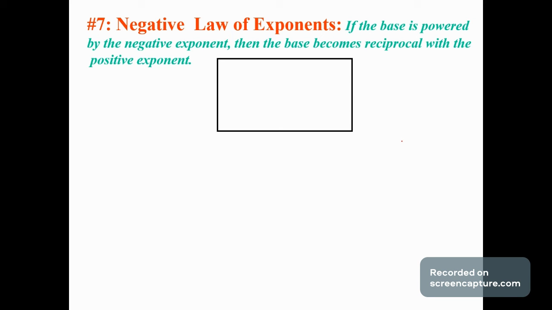Number 7, the negative law. If the base is powered by a negative exponent, then the base becomes reciprocal with a positive exponent. This is one of the trickiest parts among these laws. You need to remember the reciprocal term, or the multiplicative inverse, of a certain term. Remember that a negative exponent is not allowed in algebra, in any field of mathematics so far. That is why we need to express it in terms of its reciprocal.